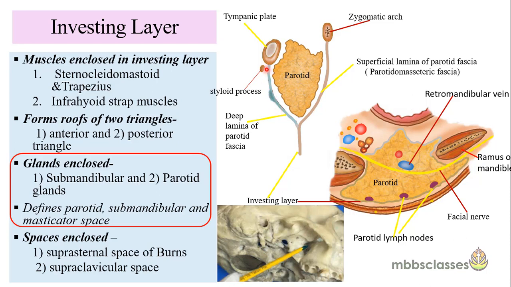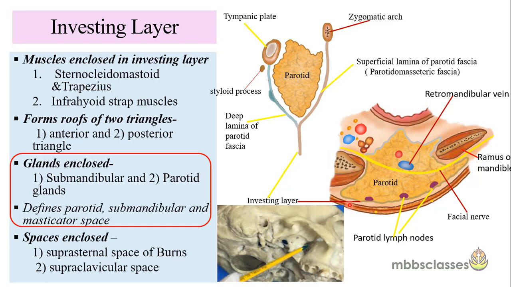Then the deep lamina of the parotid fascia is present deep to the gland and gets attached to the tympanic plate and the styloid process. If you see here in the bone, this is the tympanic plate and this is the styloid process. So the deep lamina will be attached to the tympanic plate and the styloid process. This superficial lamina blends itself with the epimysium of the masseter muscle, and that is why it is called the parotid-masseteric fascia.